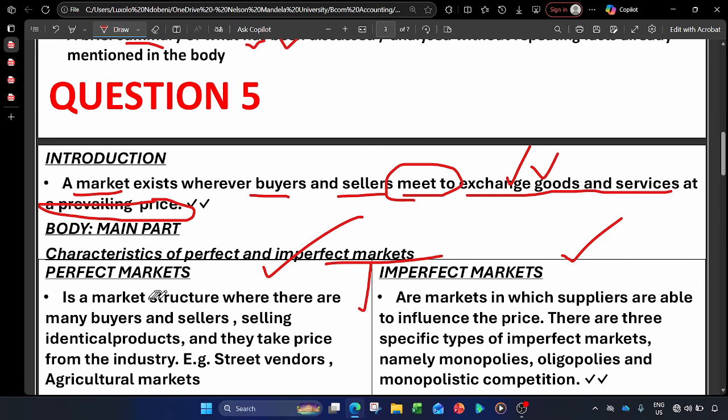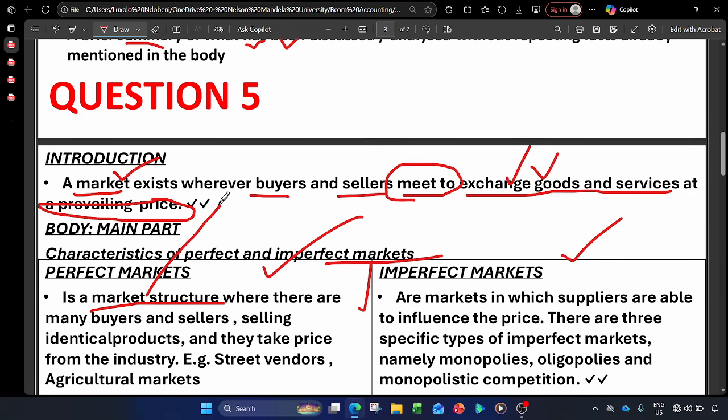So here, a perfect market, let's start with the market. This is the market structure, right? Where there are many... I forgot, market structure, guys, is also something that sometimes they will ask you to define.